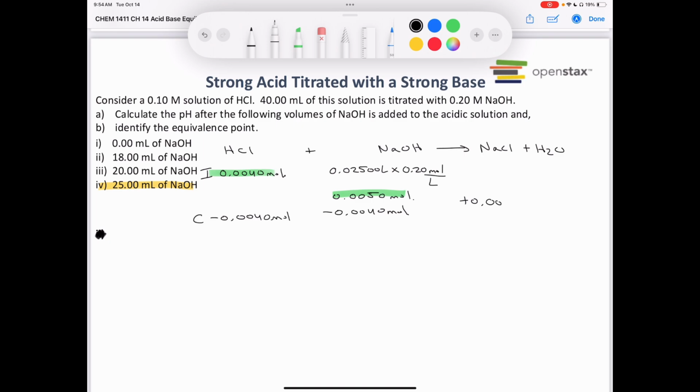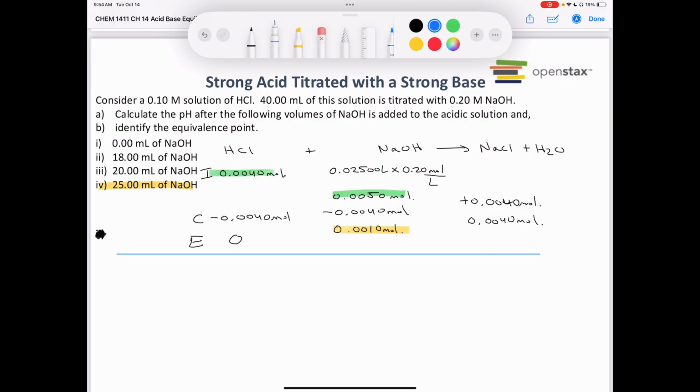We can write in here, we're going to gain 0.0040 moles, but again, the NaCl doesn't affect pH. So at equilibrium, we have no HCl. We have 0.0010 moles of our sodium hydroxide, and we have 0.0040 moles of the NaCl. But again, that doesn't affect pH whatsoever. And so now we have to figure out what the concentration of our sodium hydroxide is, right? Because it's all we have left over.